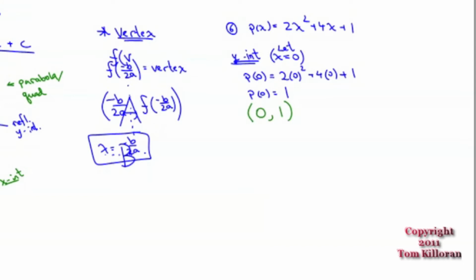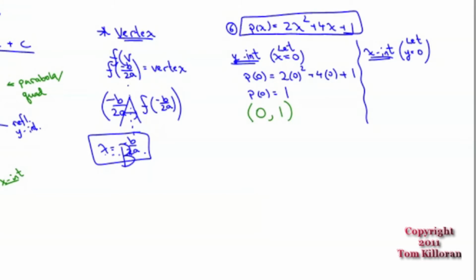How about x-intercepts? How do you find an x-intercept? Let y equal 0, because if you're on the x-axis, the y-coordinate has to be equal to 0. So go back to your original function. Where's y? I don't see a y. It's p of x, so I'm going to replace p of x with 0. So you get 0 equals 2x squared plus 4x plus 1.